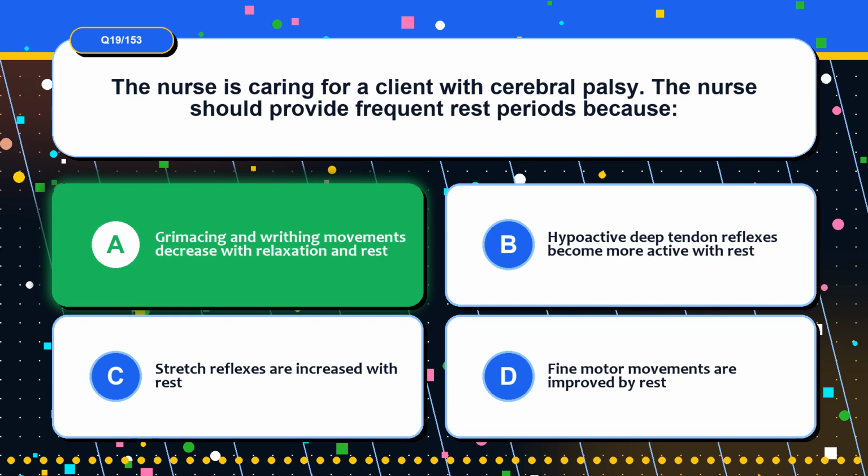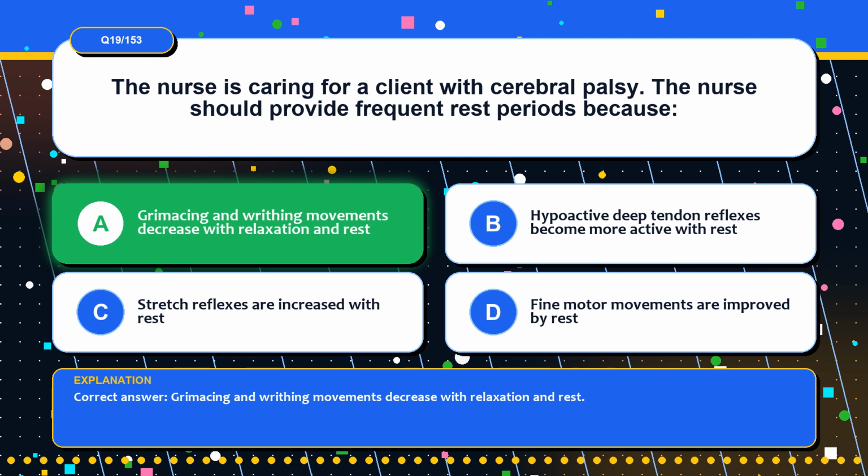The correct answer is option A. Grimacing and writhing movements decrease with relaxation and rest. Correct answer. Grimacing and writhing movements decrease with relaxation and rest.